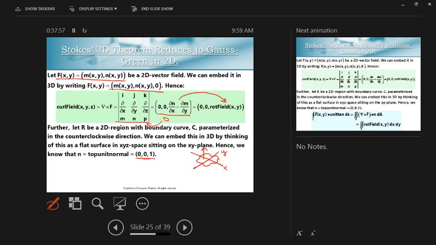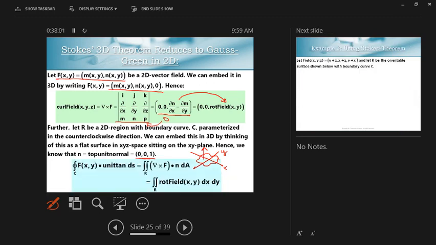So let's plug that curl and that top unit normal into this new Stokes theorem that we were messing around with. And when you take this dot product, this curl dot this normal vector, okay, well, 0, 0, rotation dotted with 0, 0, 1 just becomes rotation. It's the Gauss-Green theorem. Stokes theorem, when you restrict yourself to 2-dimensional space, is just the Gauss-Green theorem. Gauss-Green is a special case of this new theorem. Guys, any questions so far? Okay, let's keep cranking through this then.